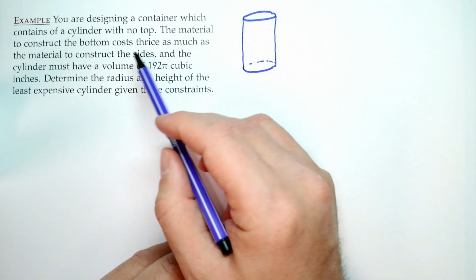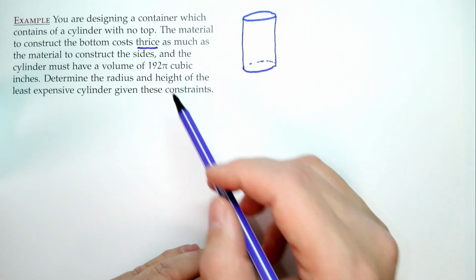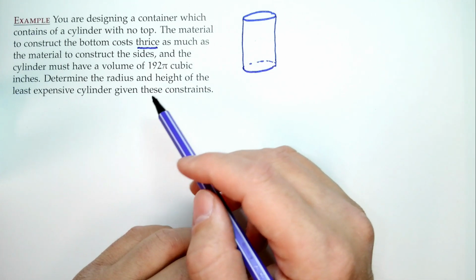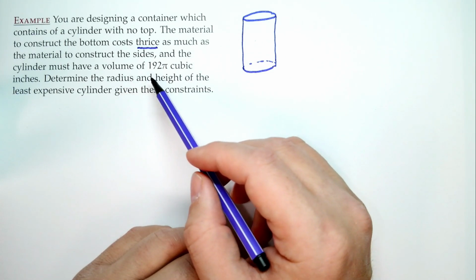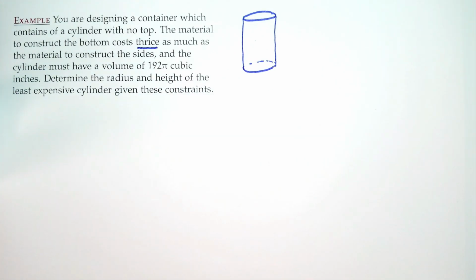So the material to construct the bottom cost thrice. Thrice is just a very fancy way of saying 3 times, 3 times as much as the material to construct the sides. And the cylinder must have a volume of 192 pi cubic inches. Determine the radius and height of the least expensive cylinder given these constraints.